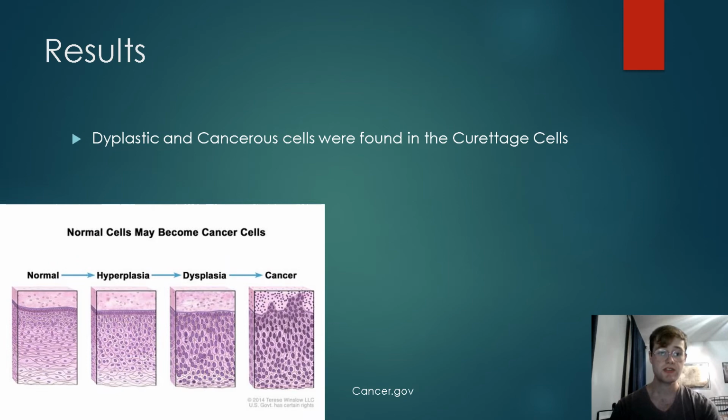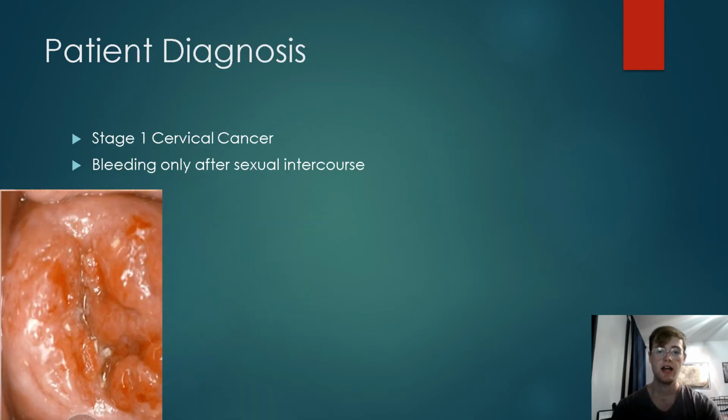The results: dysplastic cells and cancer cells were found in the curettage sample. Dysplastic cells are strange, abnormally shaped cells. These aren't necessarily cancerous, yet some dysplastic cells will become cancerous at a later date. The cancerous cells are the ones that grow uncontrollably and very quickly. The patient has cervical cancer, but it's stage 1.